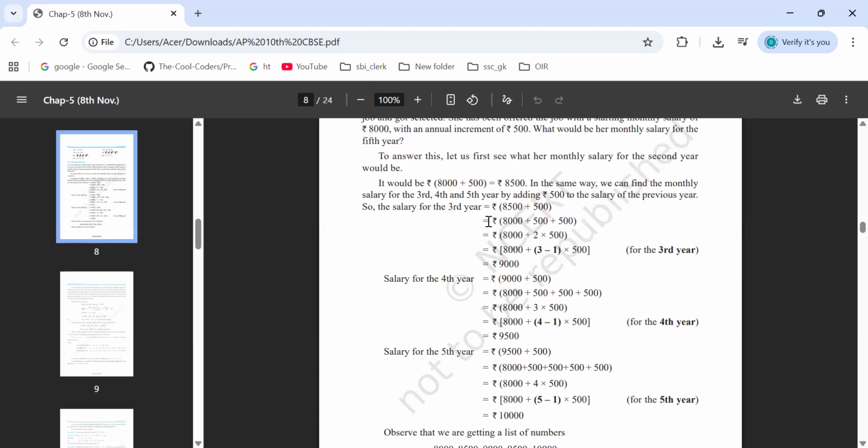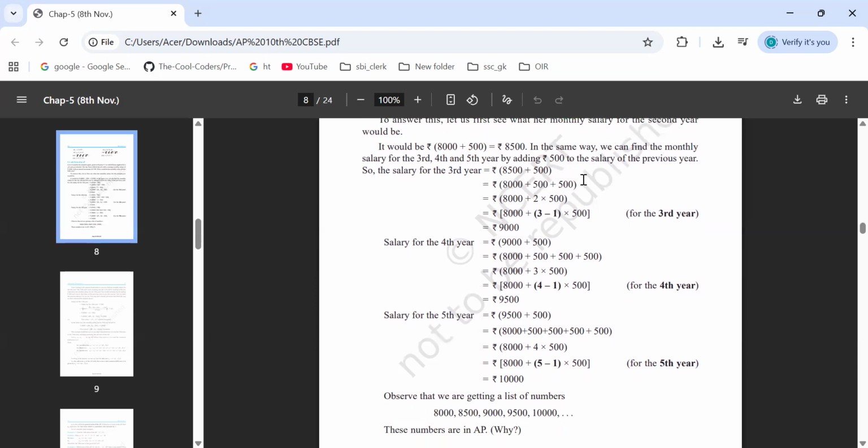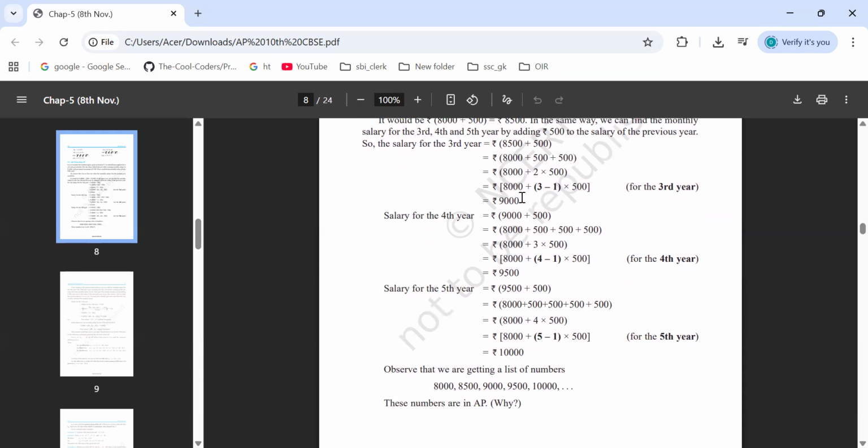For example, in the current year, she will be getting 8,000 rupees. In the next year, her salary will increase by 500, so now the salary will be 8,500 for the second year. In the third year, the salary will be 8,000 plus 500 plus 500, which is 8,000 plus 2 into 500. We can write this term in the form of 8,000 plus (3 minus 1) into 500. Now the salary after the third year will be 9,000.